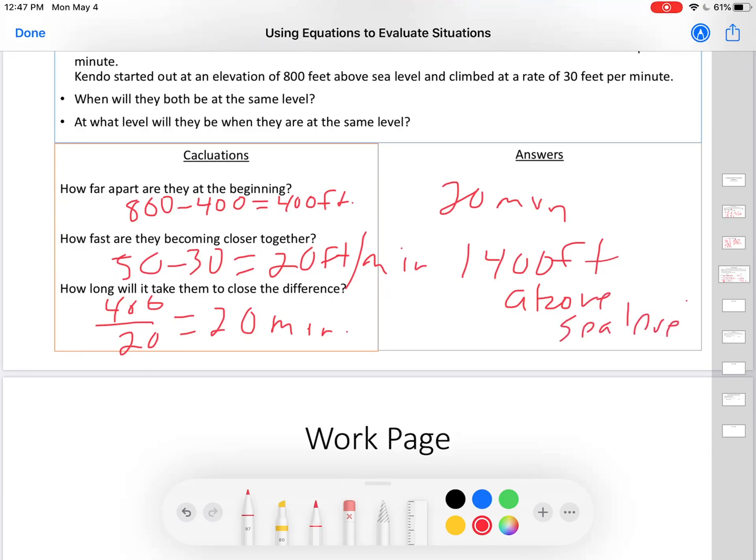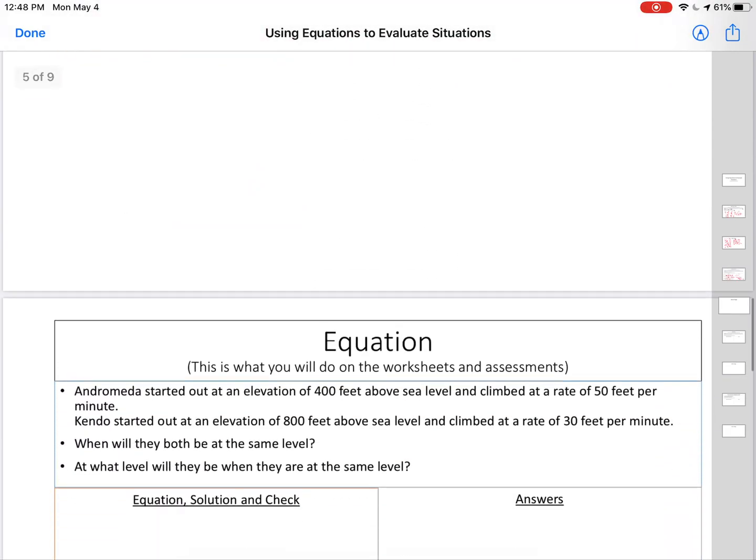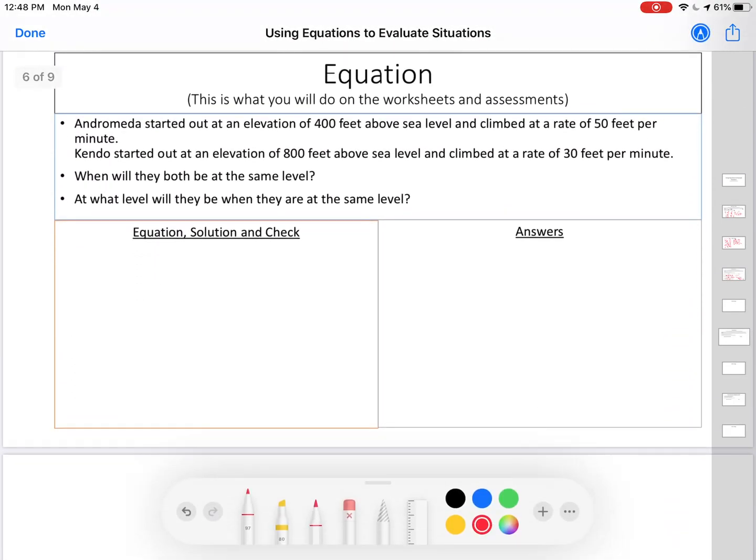So again, we find out how far apart they are, we see how much closer they become each minute, and then we divide to find out how long it will take them. Didn't even need the extra work page this time. Time to do equations. All right.